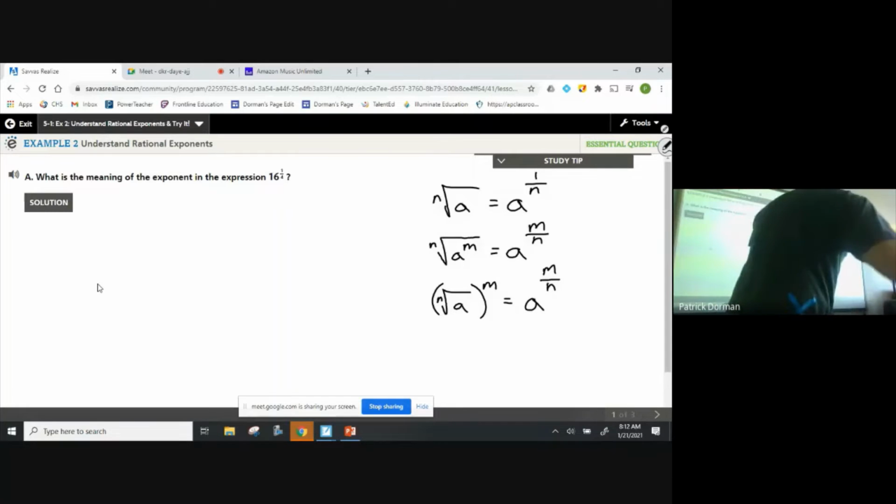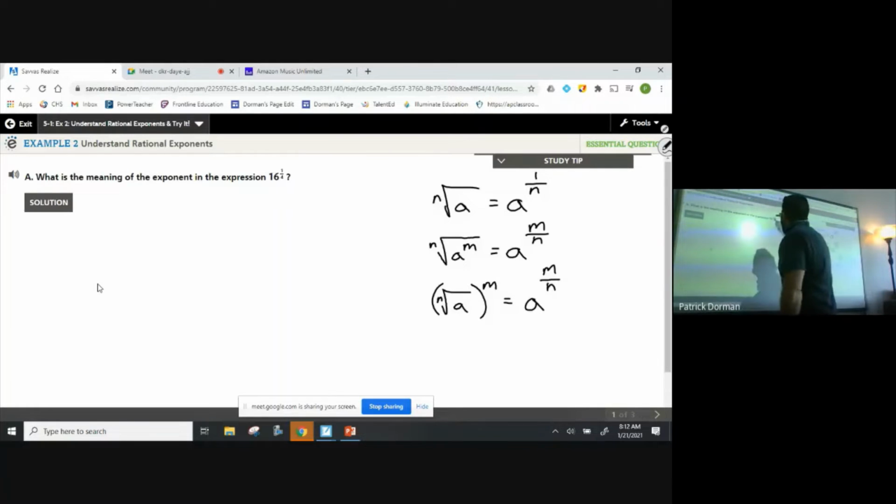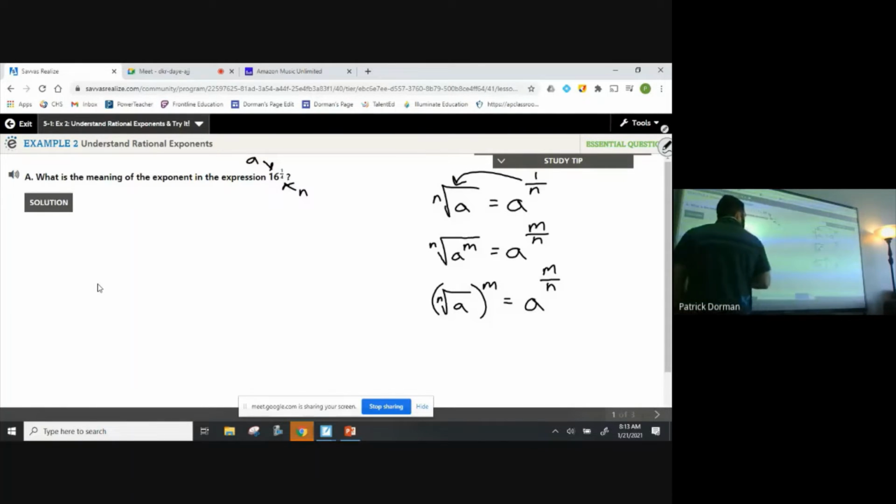All right, so let's apply that stuff to this particular problem. So what does that mean? That means that this guy must be a, right? And then this must be n, 4, right? So it looks like we're going from here to here on our first formula. So all we've got to do is plug that stuff in, right?